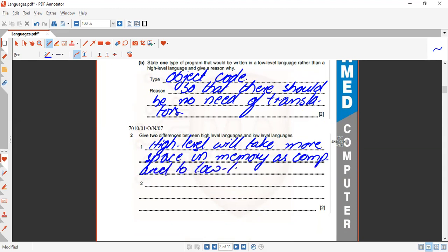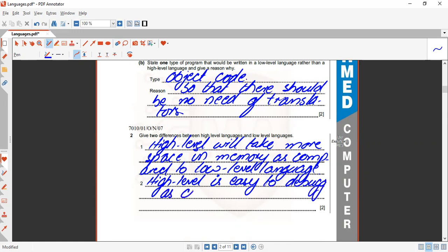Okay, the second difference, guys. Easier and quicker to debug high level language. Okay. High level is easy to debug as compared to low level.